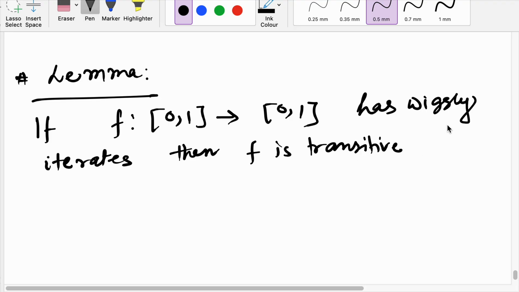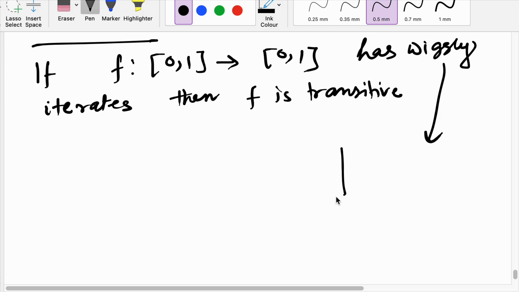So what does this wiggly mean? Let me recall. Wiggly iterate means f is a one hump map between 0 to 1, and it remains between 0 to 1. Up to this point it is continuous and strictly increasing to 1, and then it is strictly decreasing. This is called a one hump map.